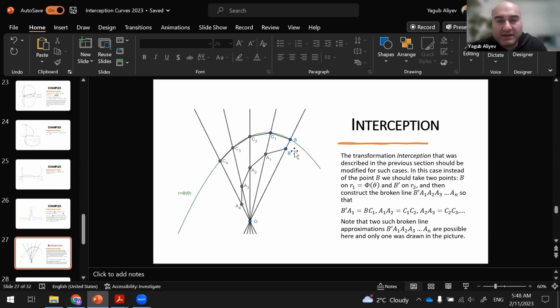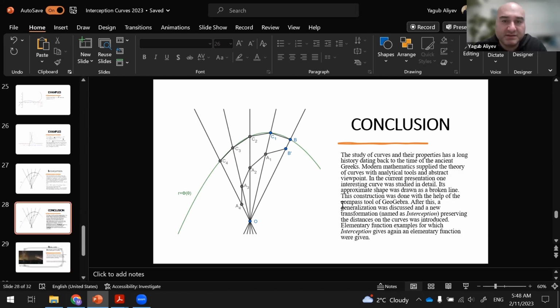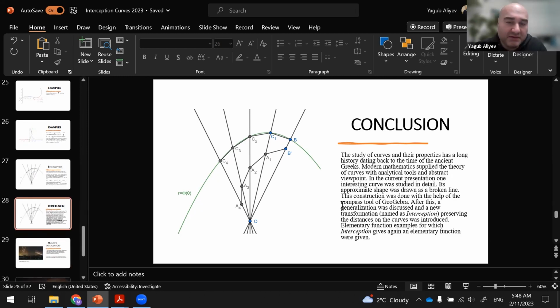Of course, this idea can also be generalized to the cases when the initial point is not on the curve. If you start from a point different from the point of a curve, then you will obtain again another curve. The idea is the same. We call this also interception. So here's my conclusion, but I will also show you some pictures about possible applications of interception.